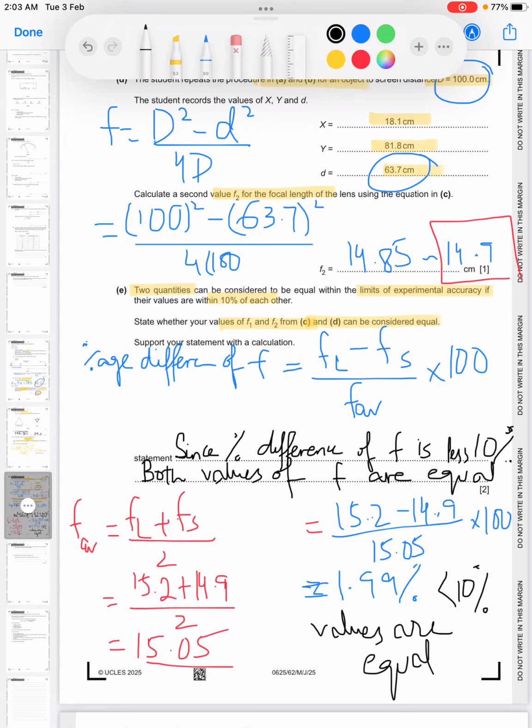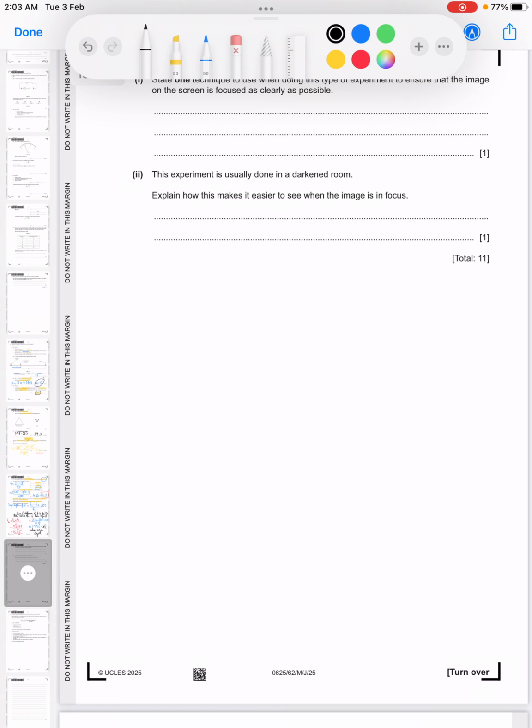Is it clear? Students, if you have any doubts or any confusions, you can comment and I will reply back to you. Okay, now move to the next part.